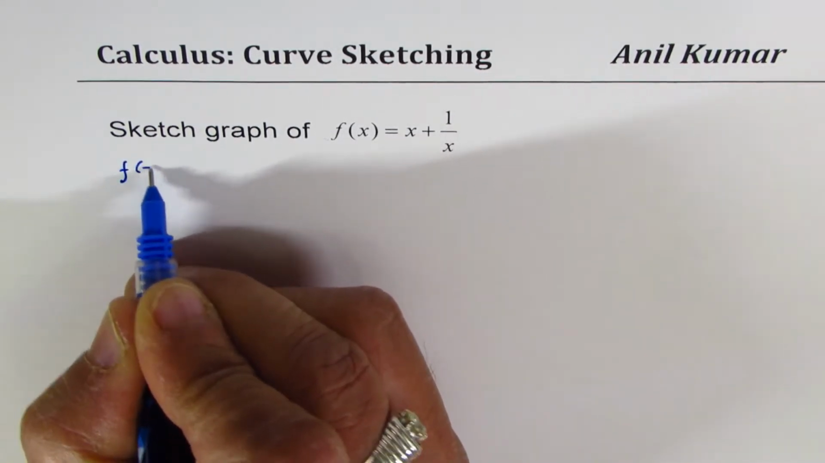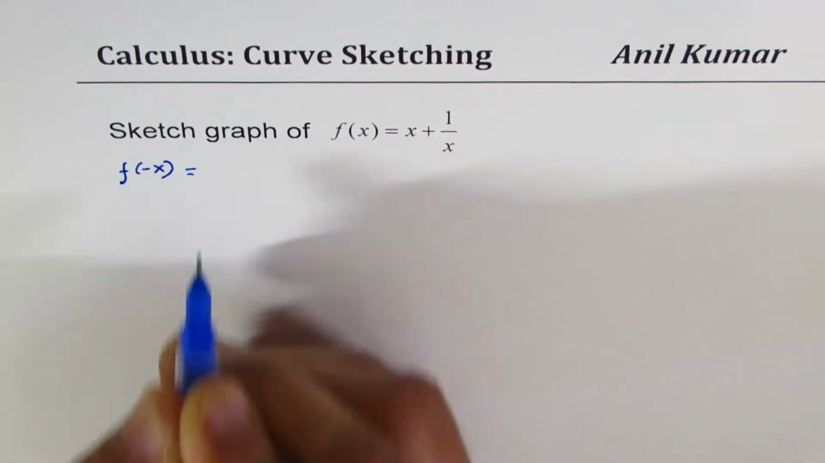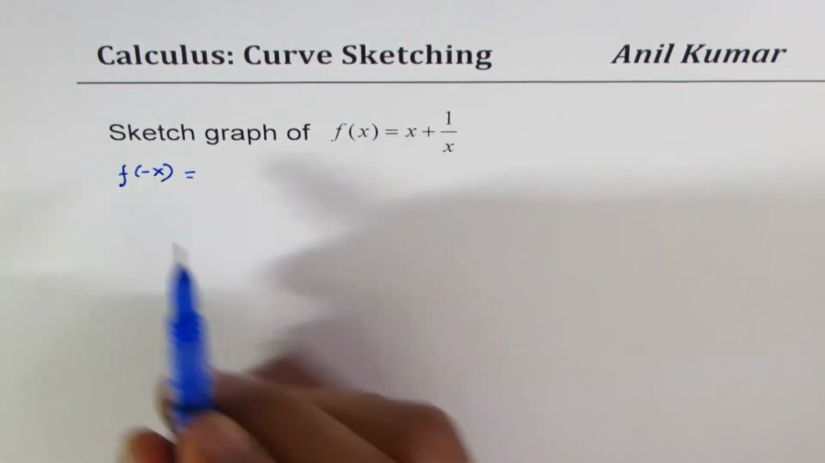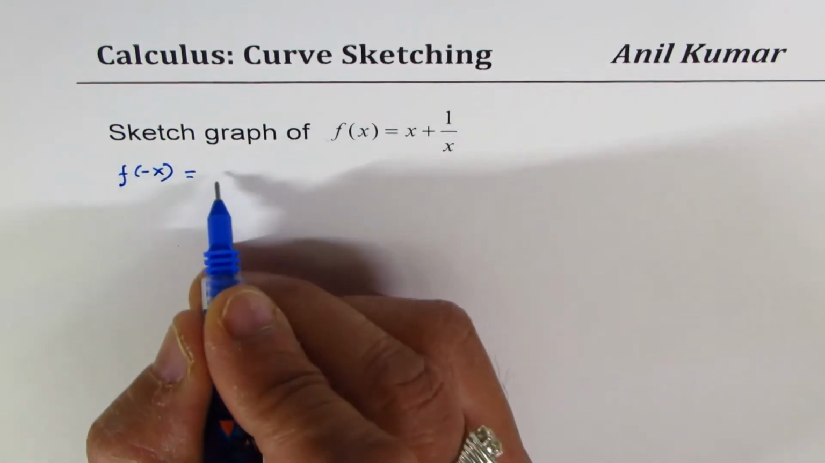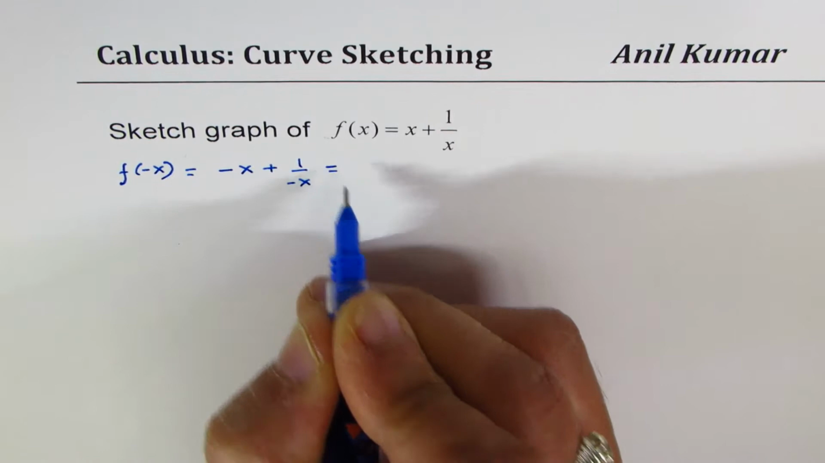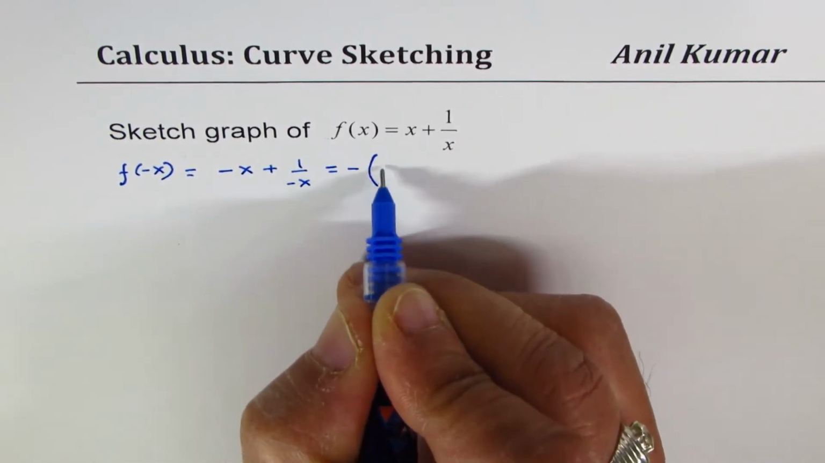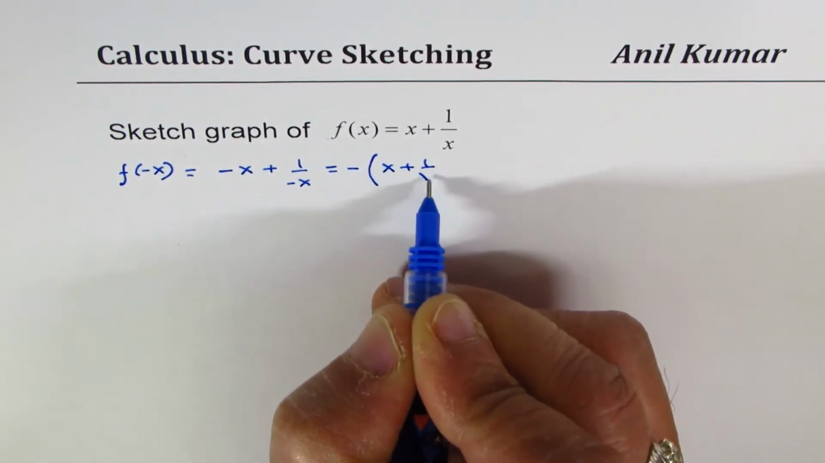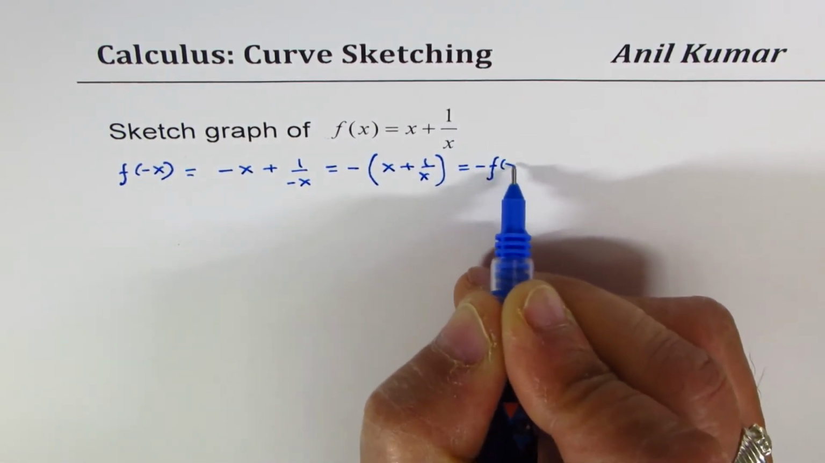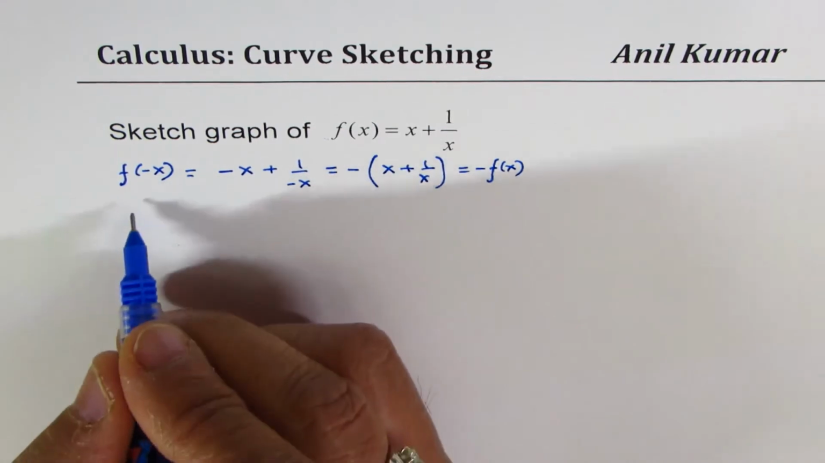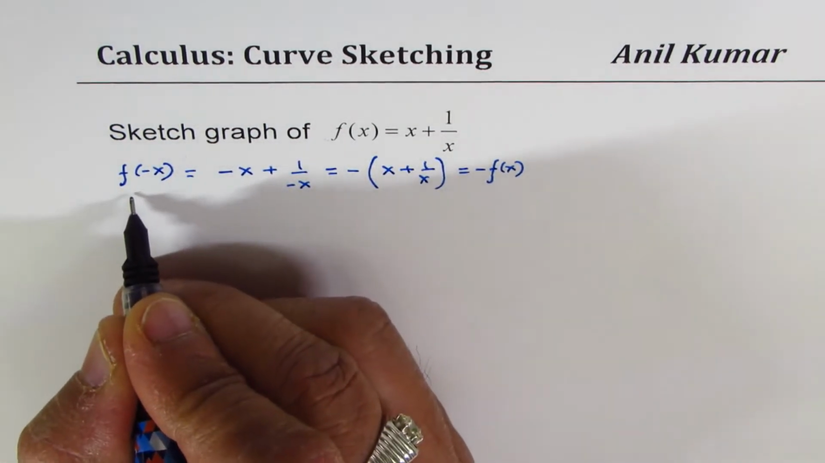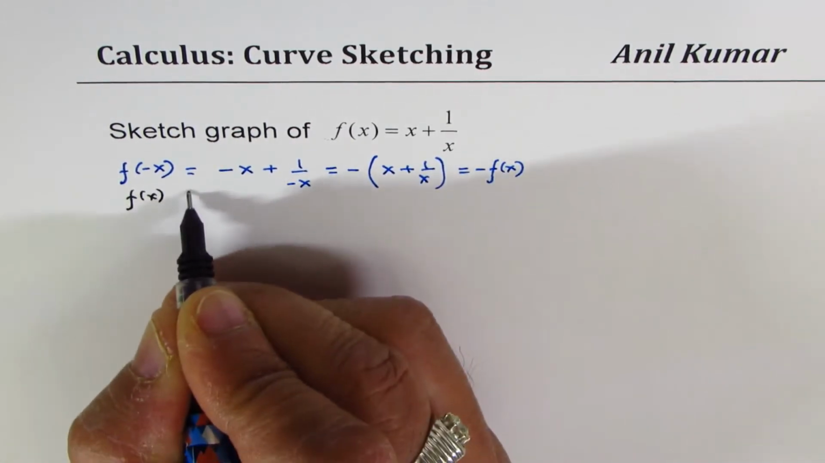Let's find what is f of minus x. The idea is to figure out whether it is an even or odd function. So when I substitute minus x, I get minus x plus 1 over minus x. That could be written as minus of x plus 1 over x, right? Which is minus f of x. So that means the given function is an odd function, right? So let me write down the first result. We are dealing with a function which is odd.